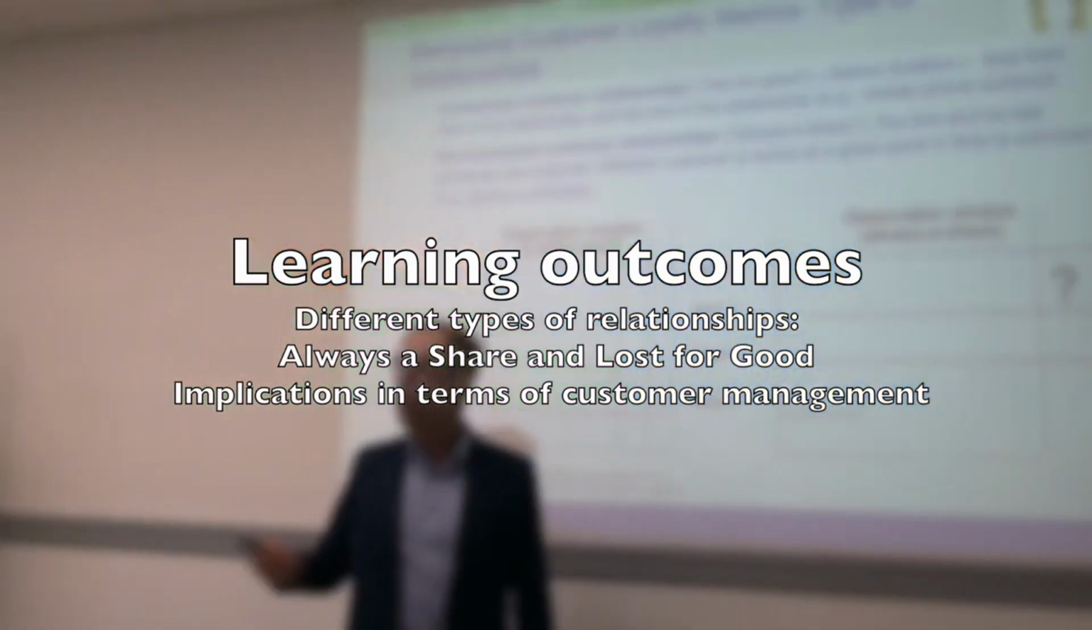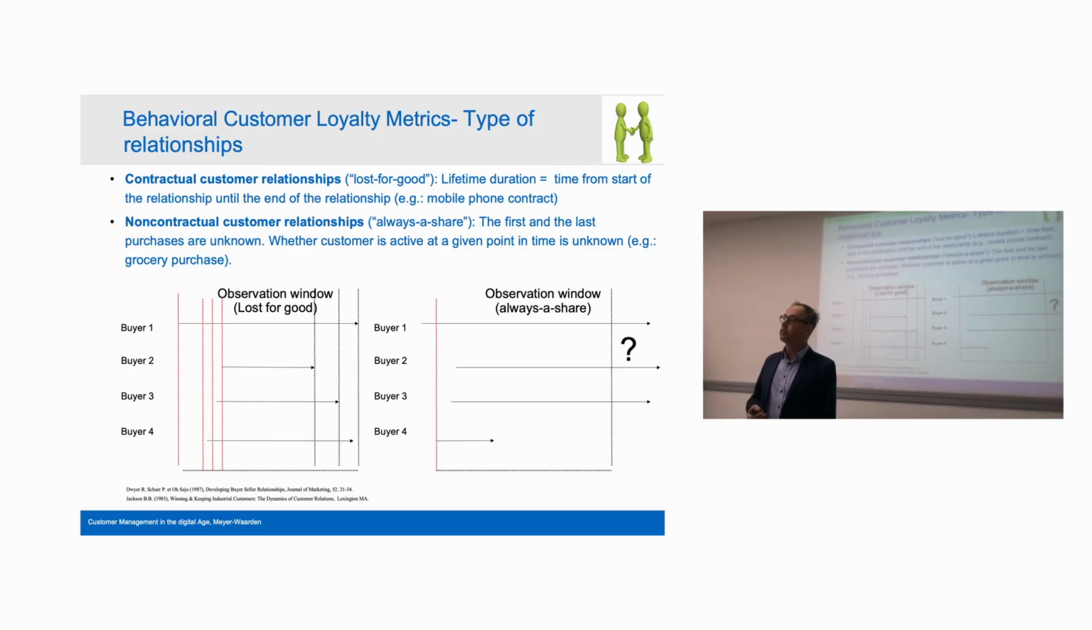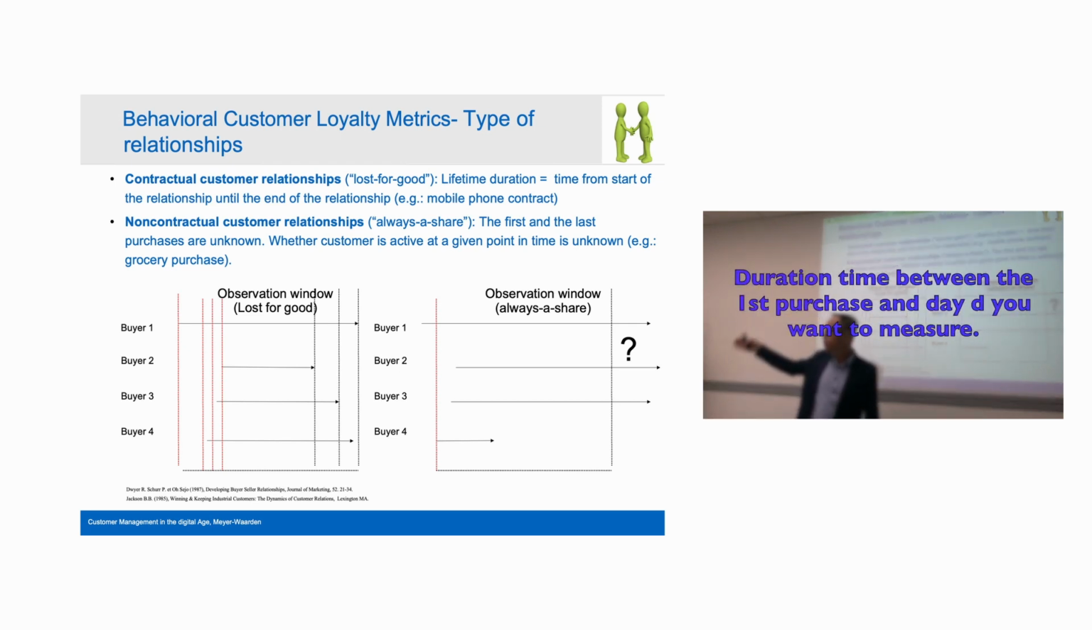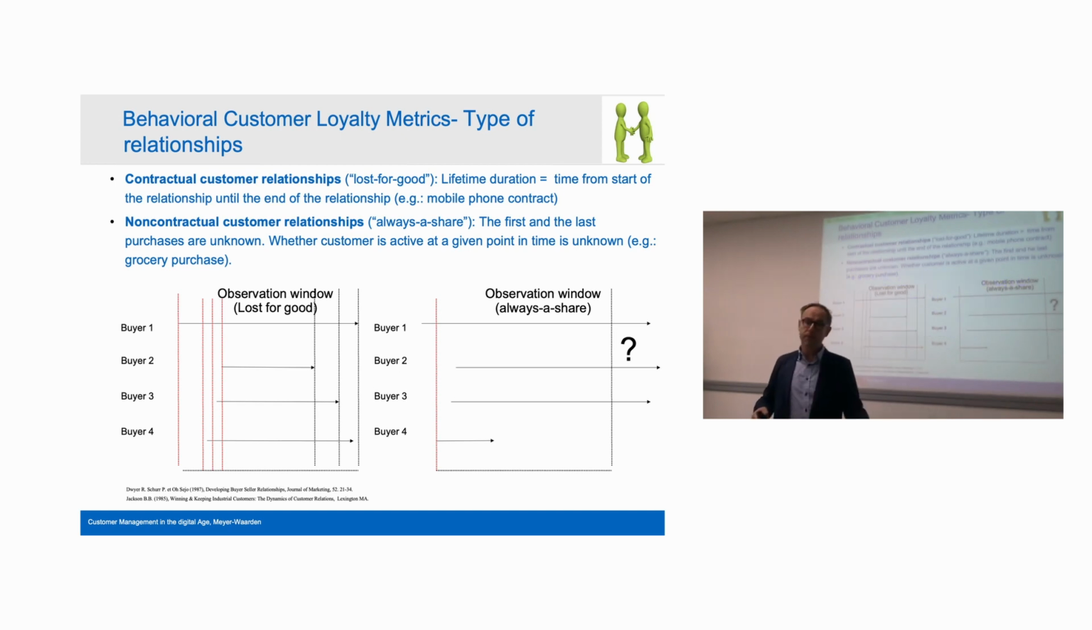So another indicator is the relationship duration. That is the length between the first purchase and the day of today. That is, you take the time between the first purchase, where the customer bought the first time, and the time today. You want to know how much time the customer has been staying in the database. To measure that, there are two different contexts.